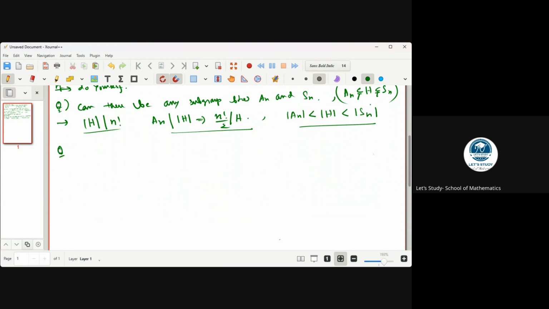Okay. Another question. This important question is asked many times in competitive exams. Let G be a group, and H be the set {a squared : a belongs to G}. Then H is a normal subgroup of G. True or false?